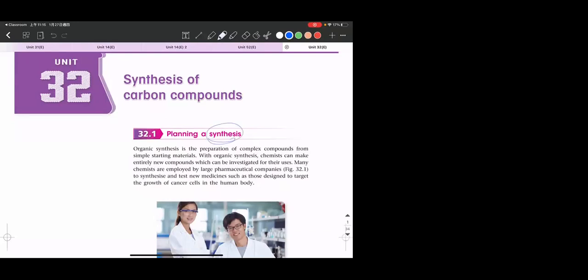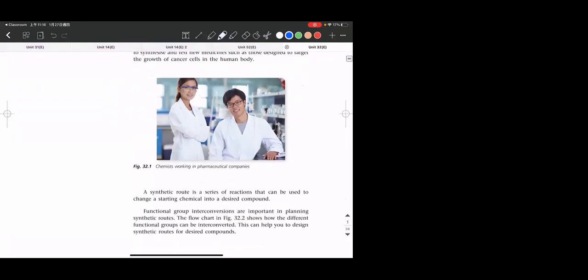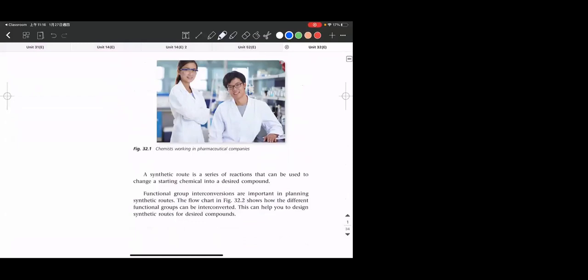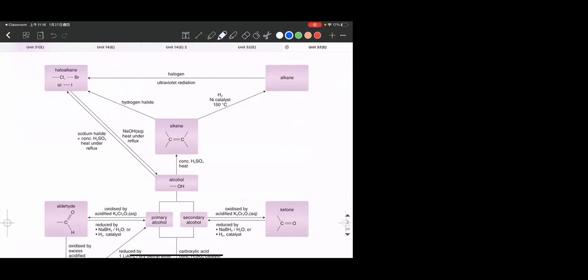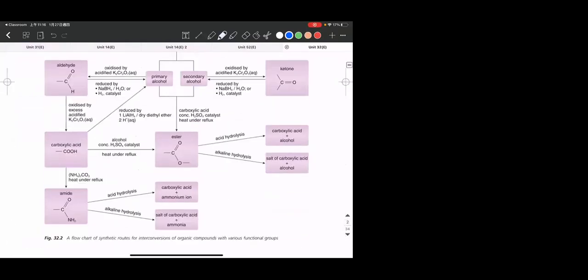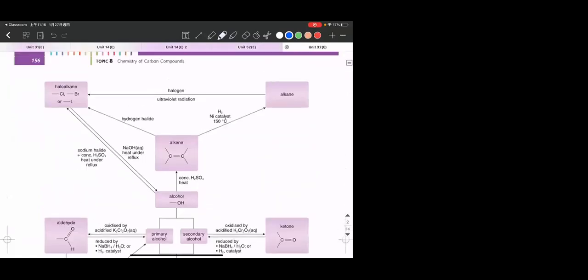Okay. Usually in your DSE, you'll be asked to figure out two-step or three-step synthesis using the map. Okay, so we come to our concern to the air. We call your memory about this map. Very similar. Now, among this map, tell me which route should be used cautiously when you think of the synthetic route. This is the one.